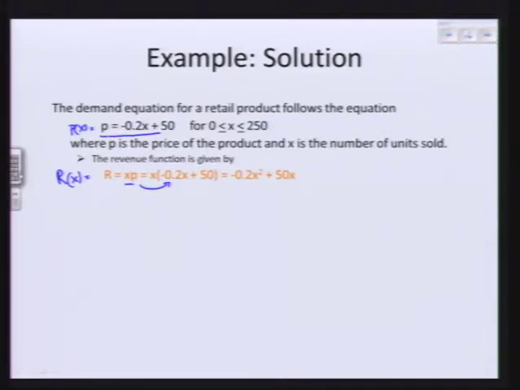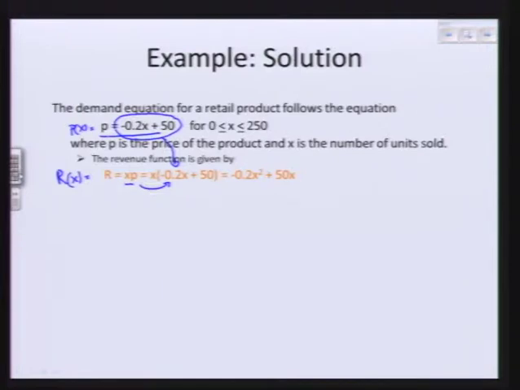All right, so we're going to plug that expression in for p, and so that's what happened. We'll get r is equal to x times p, which is equal to x times, in parentheses, negative 0.2x plus 50, close parentheses.